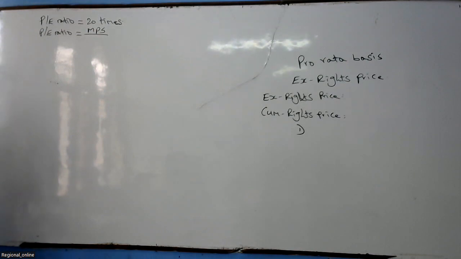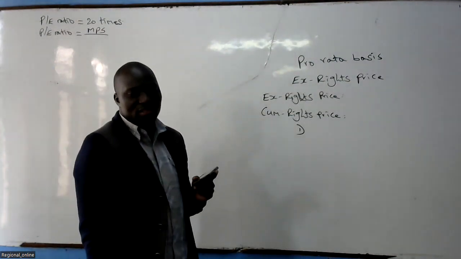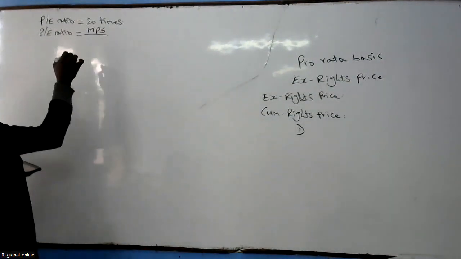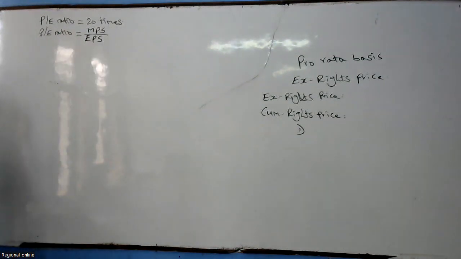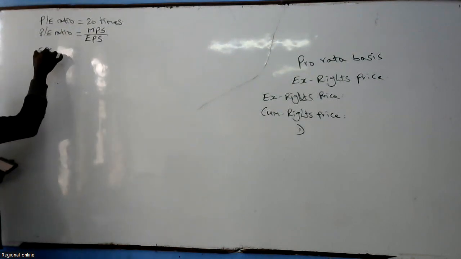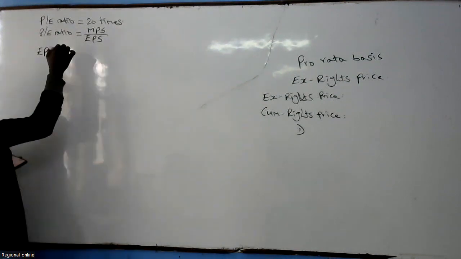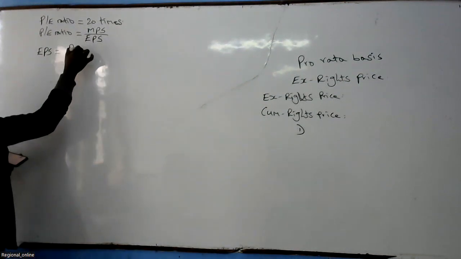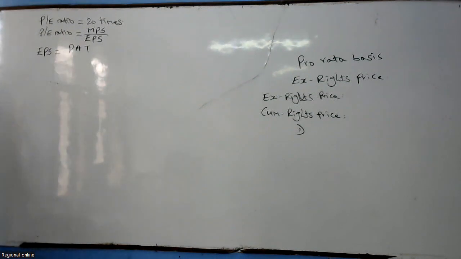So P is for the price, market price per share, and E is for the earnings. So price over earnings. Price over earnings. The ratio is 20 times. How do we get earnings per share? Profit. Is it profit after tax? Profit per share, profit per share.